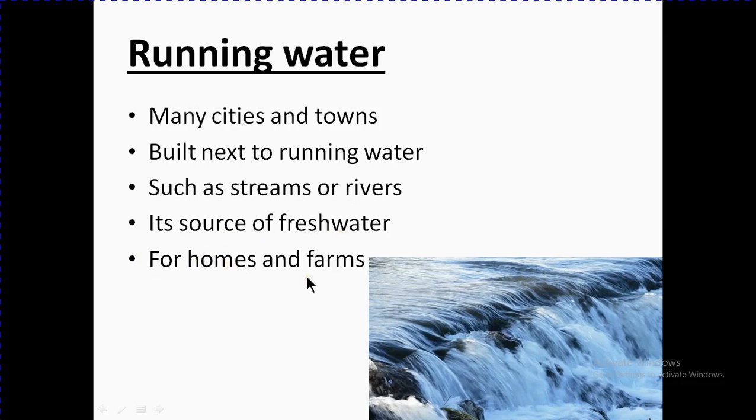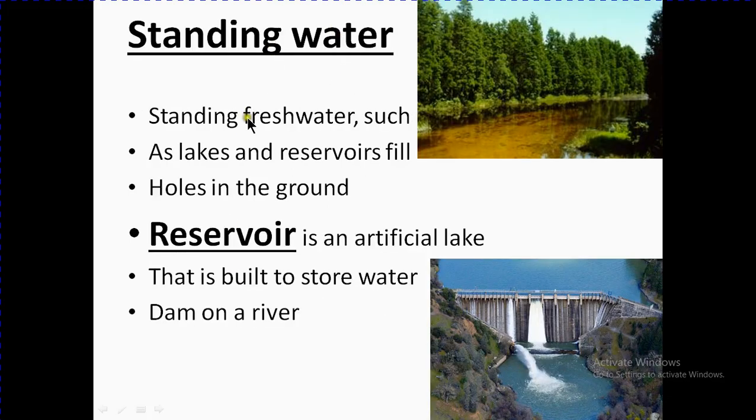So mostly people before this era wanted to live near fresh water to fulfill their needs, like farming and for their homes. Standing water. Standing fresh water such as lakes and reservoirs fill holes in the ground. If there is a slightly deeper surface and water comes and stands there, it will be fresh water. A reservoir is an artificial lake that is built to store water. You can make a dam on a river.